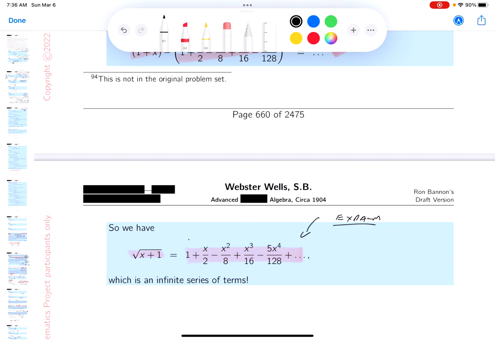So how many terms do we get? 1, 2, 3, 4, 5. This goes on forever. It's infinite. We have better ways of expanding, though. That comes later, not now.